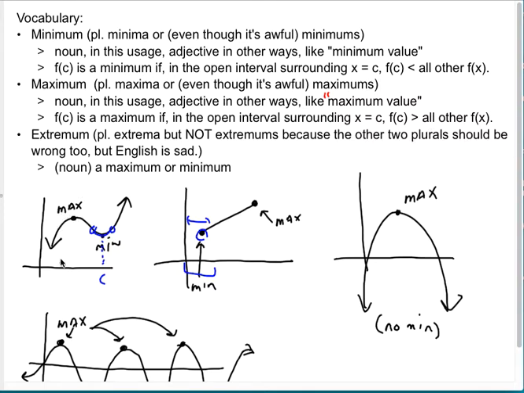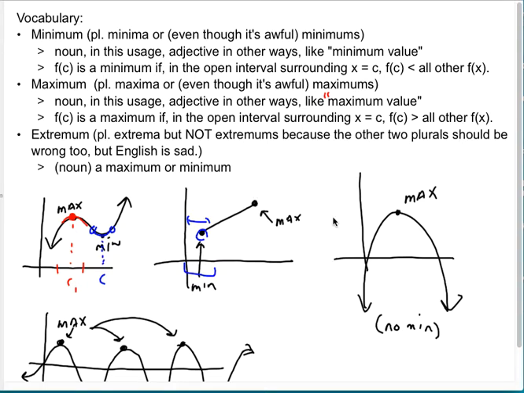So if you notice here, if we look at this open interval, right? Let's just call this c1. See how in this open interval, all of those values are physically lower than f of c, or f of c sub 1? So you can see that those are max values, right?